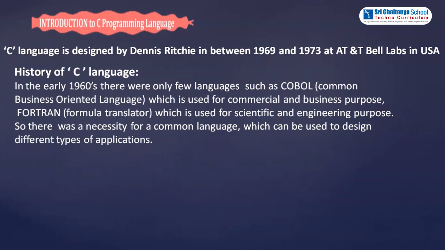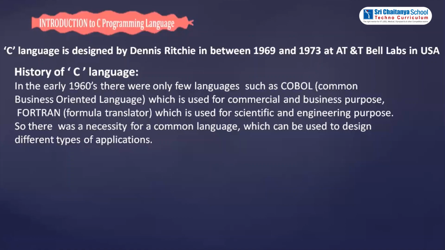But before that, we need to understand what were all the other high-level languages that were available before the C language. In the early 60s, there were only a few languages such as COBOL. COBOL stands for Common Business Oriented Language, which is used for commercial and business purposes only. And then we had Fortran, Formula Translator, which is used for scientific and engineering purposes only. So if you see, these two languages were very specific to one or the other usage only.